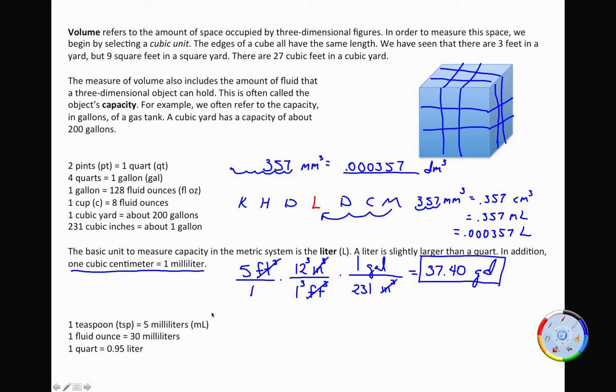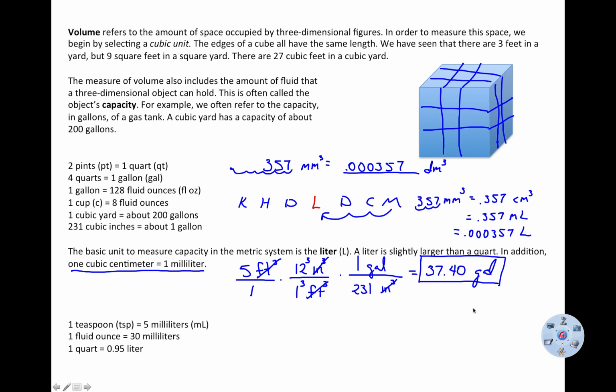All right, here are some factors to get us back and forth from the metric system to the English system. A teaspoon is about 5 milliliters. A quart is just under a liter. A liter and a quart, very close. Okay, let's see if we can continue to do some of these conversions and get some practice.